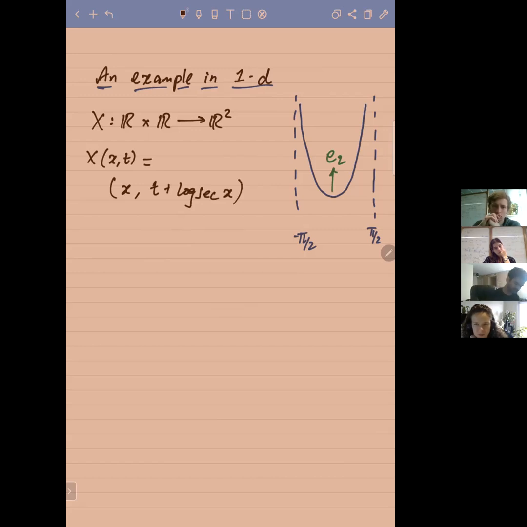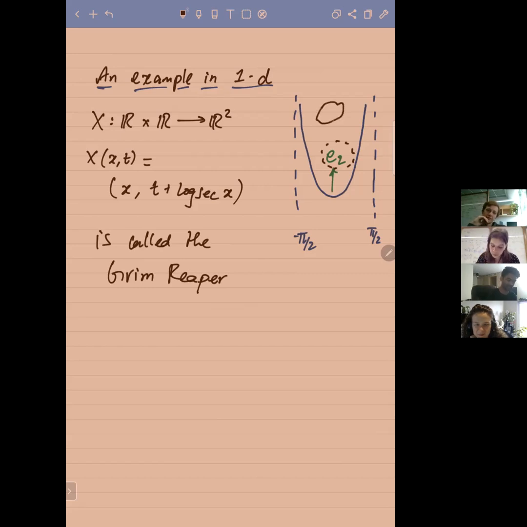This asymptotes towards the vertical lines x equals pi over 2 and x equals minus pi over 2, and it turns out that this object moves by translation with velocity equal to just the unit vector in the y direction. This guy is given this ghastly name, the Grim Reaper, and there's actually a reason for it: if I put any compact solution here and let this flow run, eventually this solution is going to eat up that compact solution because of something known as the avoidance principle in geometric flows.